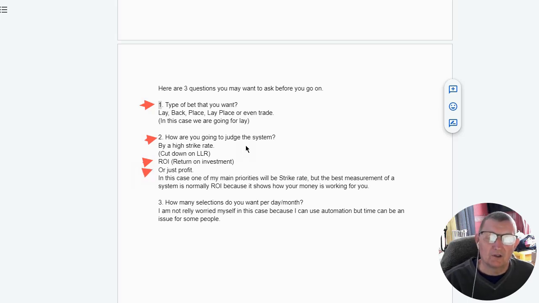ROI is a good way of looking at it because that tells you what you're getting for your investment. So if you've got a ROI of 30%, every pound you put into the market, you're going to get 30 pence back. Or if you've got a ROI of 100%, then every pound you put on the market, you're going to get 100 back. That kind of thing. Most people look at ROI or profit. I sometimes look at strike rate because personally, I may use a recovery system or something like that. So I tend to look at them a little bit differently.